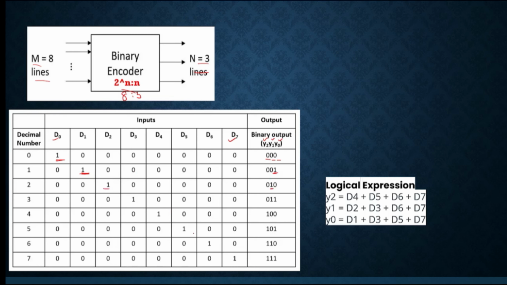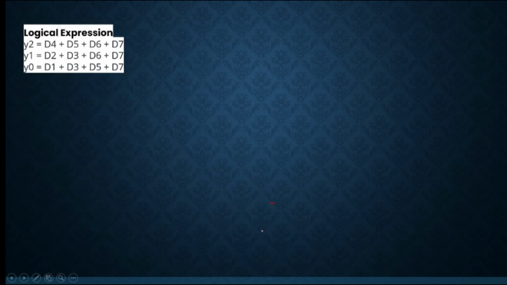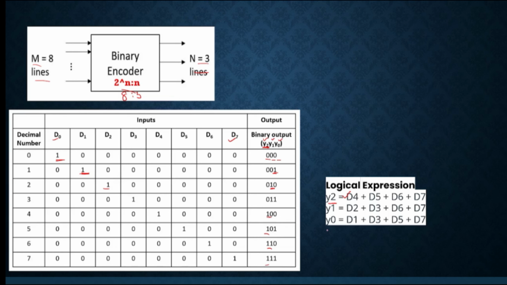Based on this truth table and the outputs, we write the logical expressions. What is the Y2 logical expression? It is D4, D5, D6, D7. For Y1, it is D2, D3, D6, D7. And coming to Y0, it is D1, D3, D5, D7. Okay, so this is my logical expression.